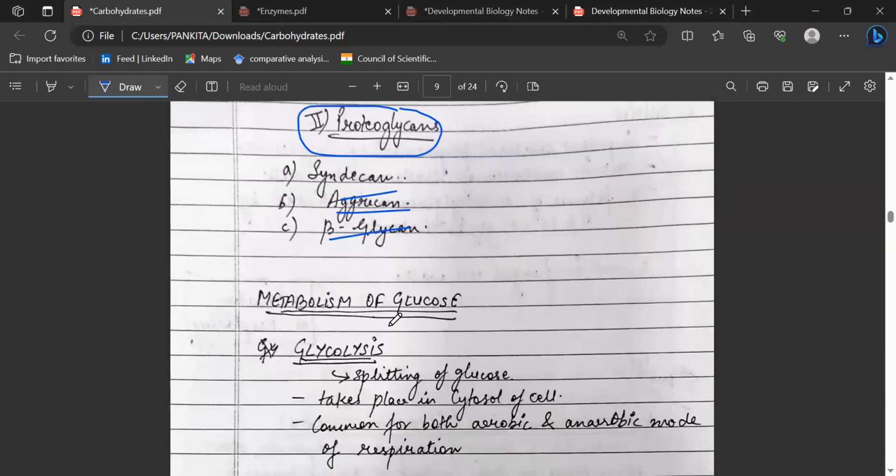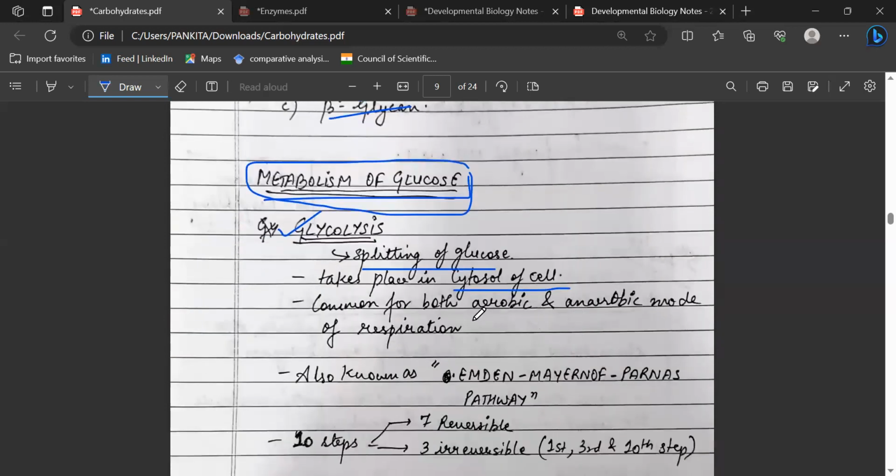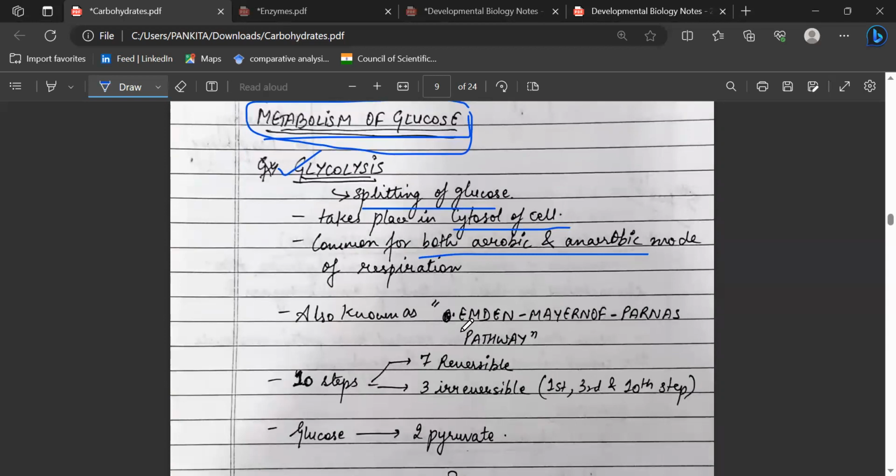Now moving on to the metabolism of glucose. Glucose is metabolized through a process known as glycolysis. Glycolysis is basically the splitting of the glucose molecule. It takes place in the cytosol of the cell, and the glycolysis part is common for both aerobic and anaerobic respiration. Glycolysis is also known as the Embden-Meyerhof-Parnas pathway, or we also write it as the EMP pathway.